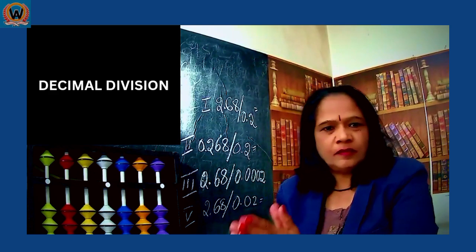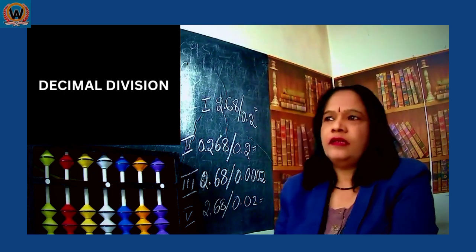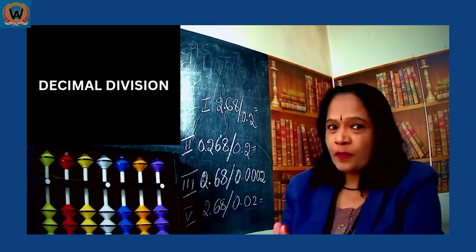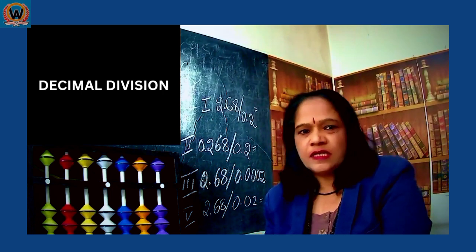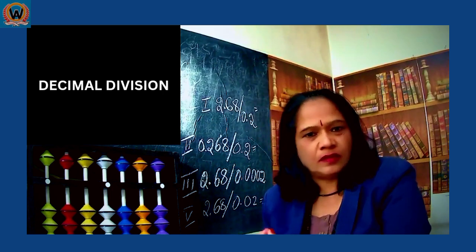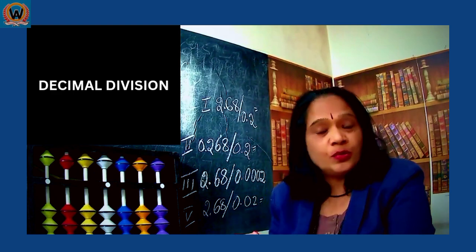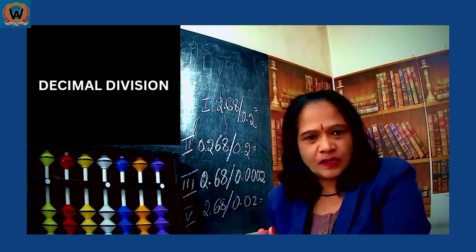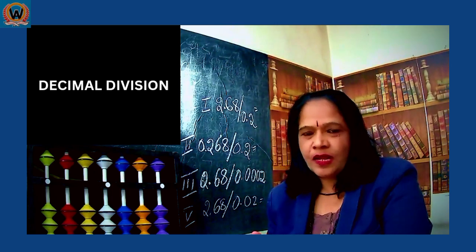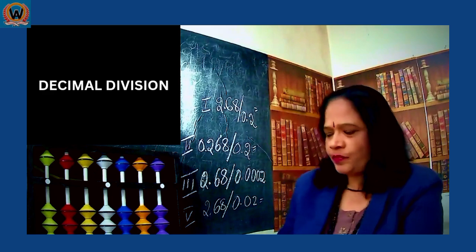If we take the conventional method, the school method, of doing decimal division, it is a little difficult for children. It's not so easy when they are using decimal points. Most children will find it very difficult to divide decimals. But on the abacus, it's very easy. We will see the abacus method of decimal division.